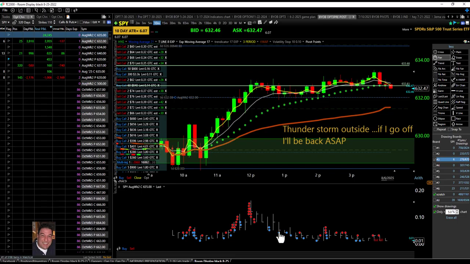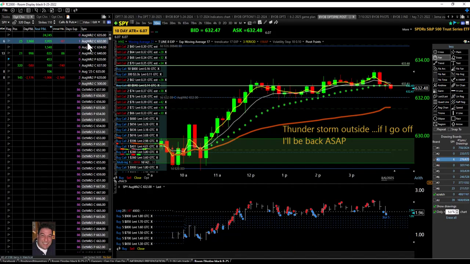Again, buying the dip because that 10-minute uptrend is still intact, and then selling the highs of those candles. So made 24K on those. Got some 632 calls, 1 day till expiration. Made almost 4K on those. Again, buying the dip and selling the peaks.